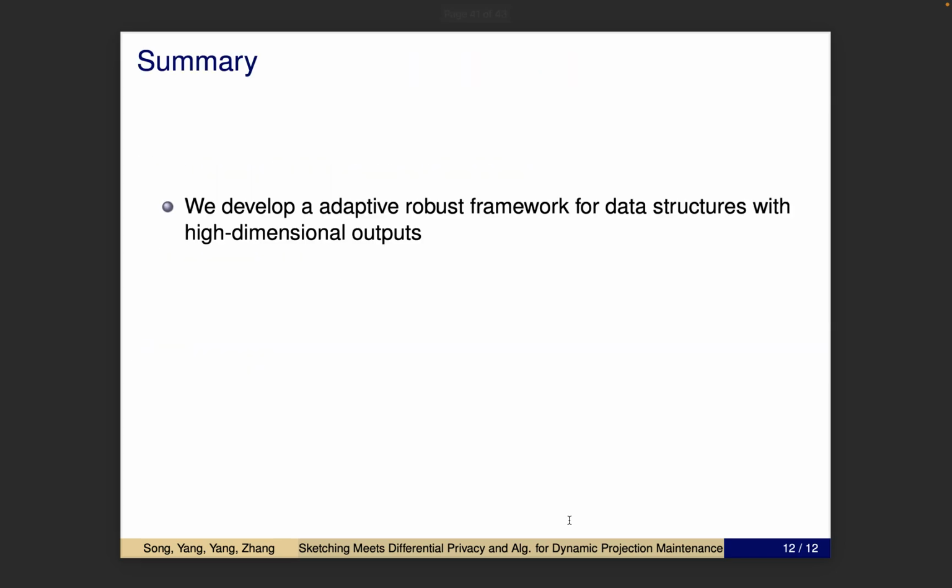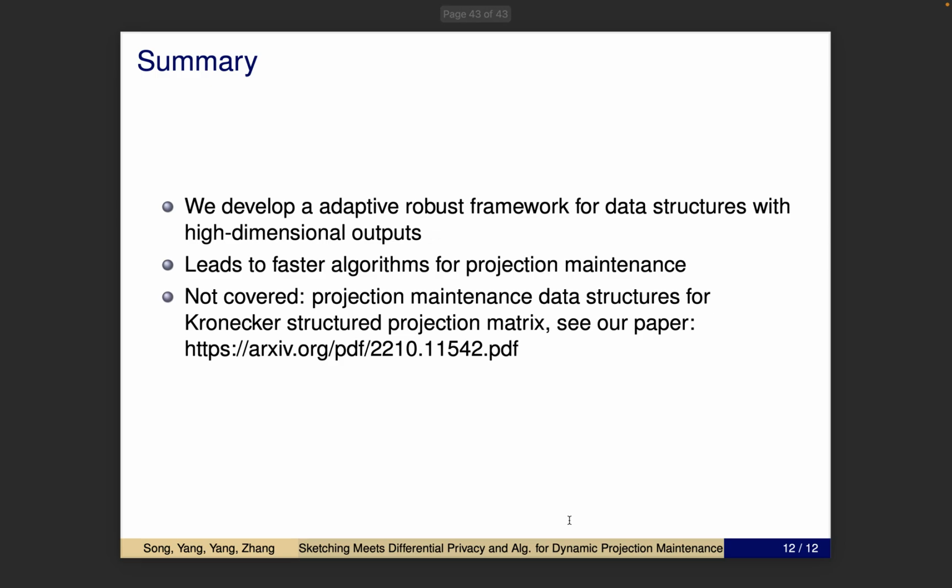So to summarize, we develop an adaptive, robust framework for data structures with high-dimensional output. And this leads to fast algorithms for projection maintenance. Of course, I haven't covered the projection maintenance data structures in great detail, in which you can support updates to the diagonal matrix W or to the tensor product matrix V, and how this data structure fits into the picture of, let's say, a Nesterov-Todd semidefinite program solver. For more details, I encourage you to check out our paper. And that's it. Thank you.